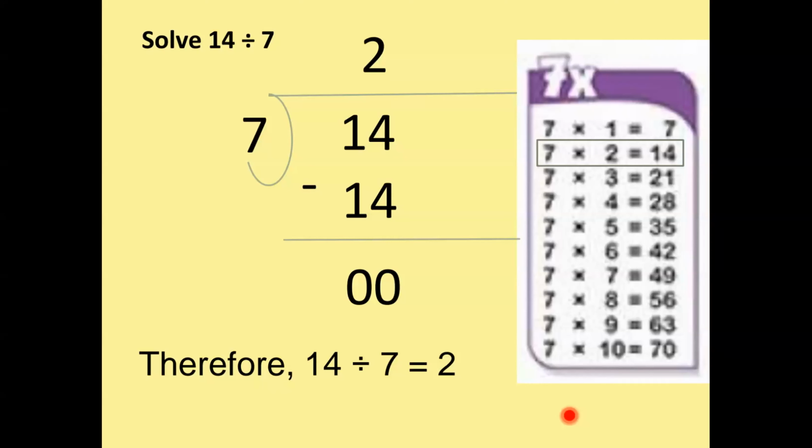7 1 is 7, 7 2 is 14, 7 3 is 21, 7 4 is 28, 7 5 is 35, 7 6 is 42, 7 7 is 49, 7 8 is 56, 7 9 is 63, 7 10 is 70. Very good. Thank you, miss.